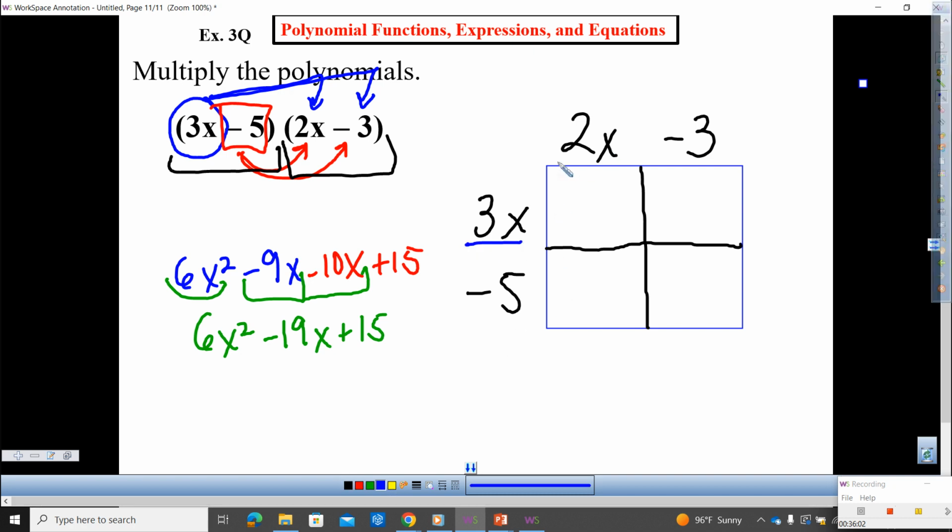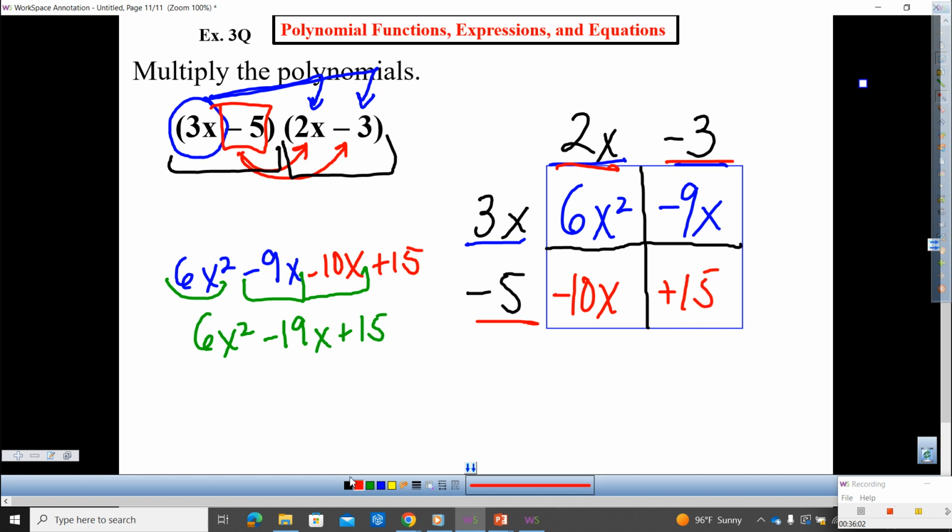All right, so therefore, here we go. I'm going to multiply this one times these two and fill in this area right here. Yeah? All right. Anthony, help me out. 3x times 2x. 6x squared. 3x times negative 3. Negative 9x. All right. Jacob, negative 5 times 2x. Negative 10x. And negative 5 times negative 3. Positive 15, because negative times a negative. Are we done multiplying? Yes.